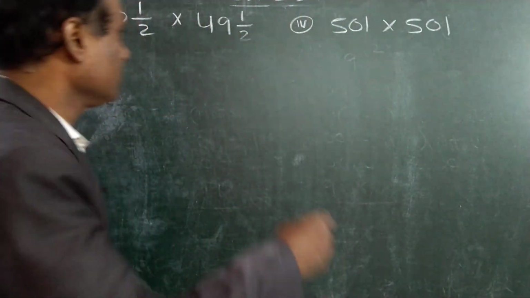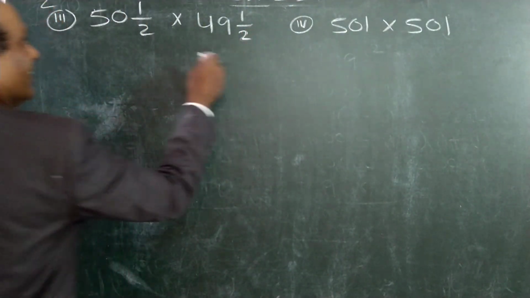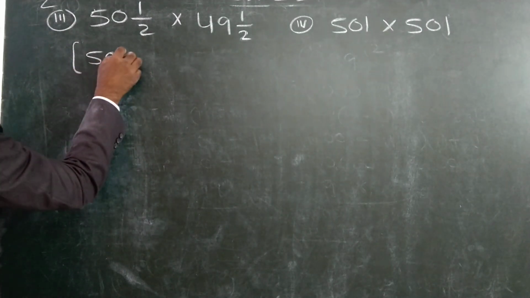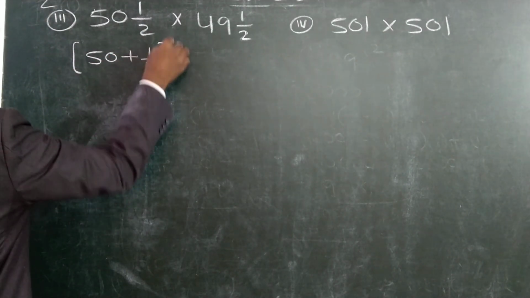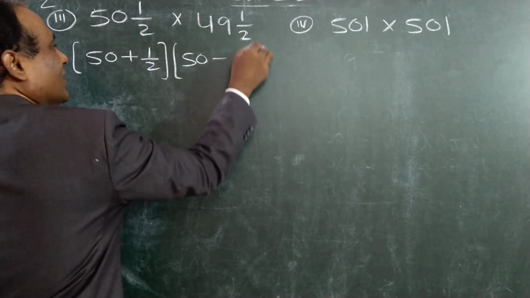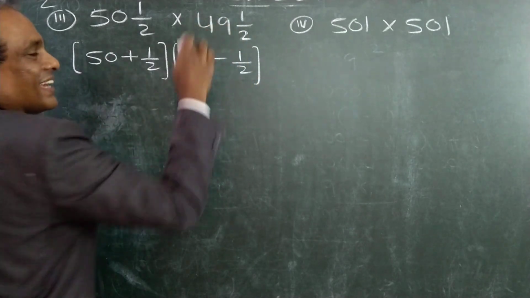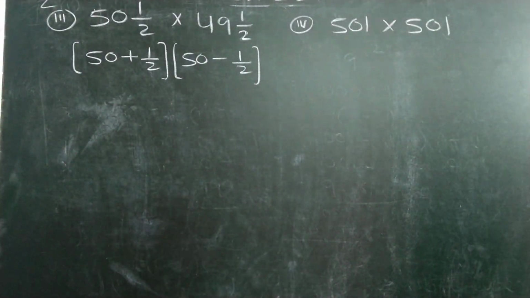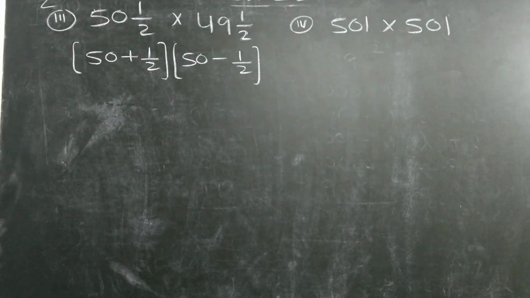Students, see here. 50 and half is 50 plus half. 49 and half is 50 minus half. What is 50 minus half? 49 and half. 50 plus half, 50 minus half. Can we write? Any doubt in it?